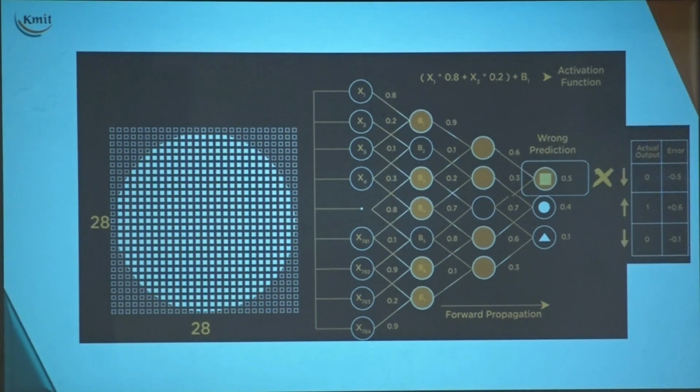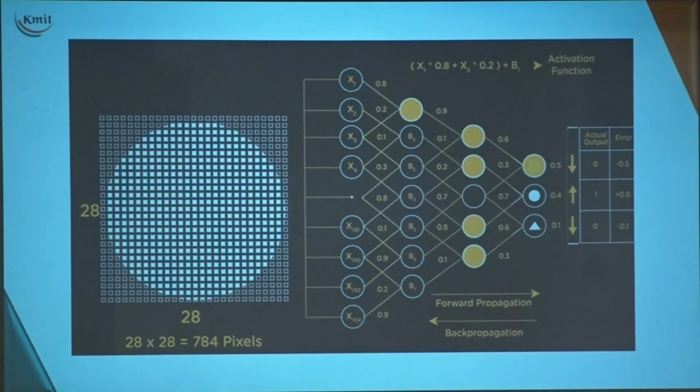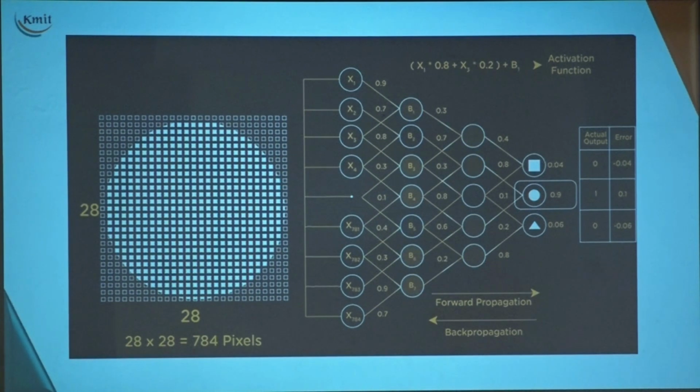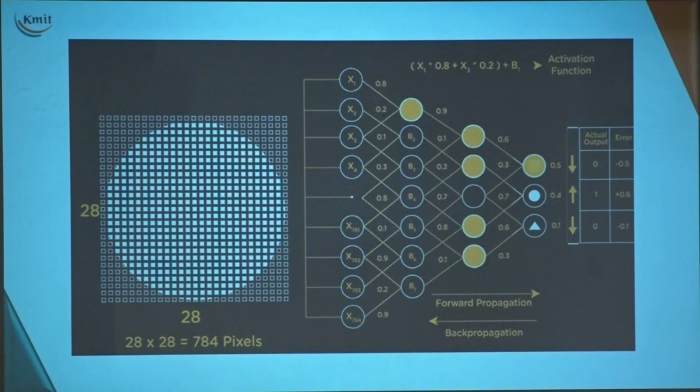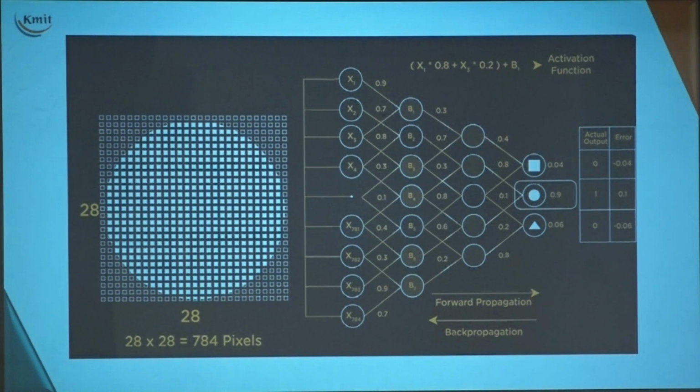The output is wrong. We have to go for what? Backward propagation. So what do I do in backward propagation? Look at the weights here: 0.8, 0.2. Now look at the weights here: 0.9, 0.7. So in backward propagation, what am I doing?